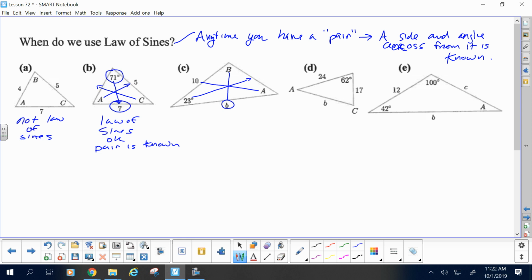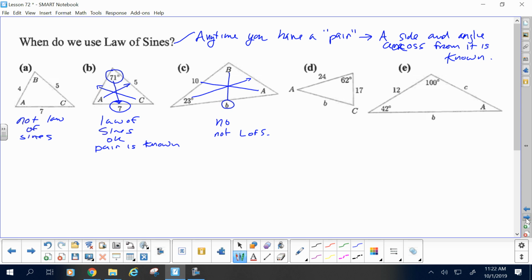So triangle C, yes, do you have a pair, yes or no? No, not the left side. All right, sounds like you have an idea. Keep going. If you're confused, I'll be walking around. You're good? All right, what about D? Yes or no?